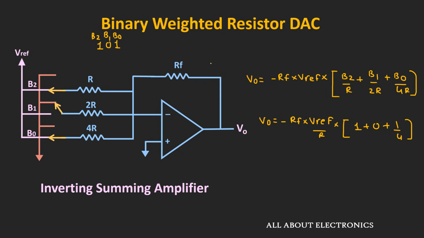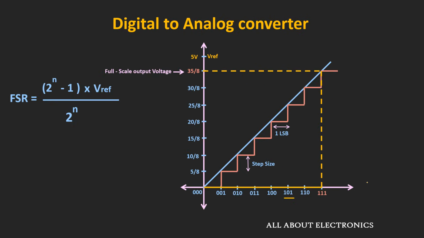Now here, if we assume RF is equal to R and the value of V reference is equal to 5 volt, then the output voltage Vout will be equal to minus 5 times 5 by 4, that is equal to minus 25 by 4 volt. Now if you see the earlier transfer function for the 3-bit DAC, then for the code of 101 we were getting an output voltage of minus 25 by 8 volt.